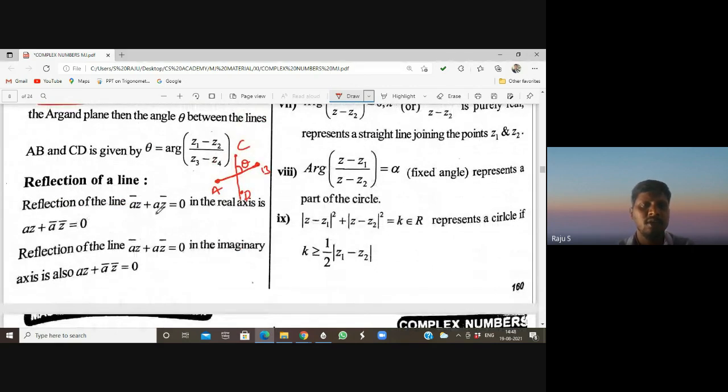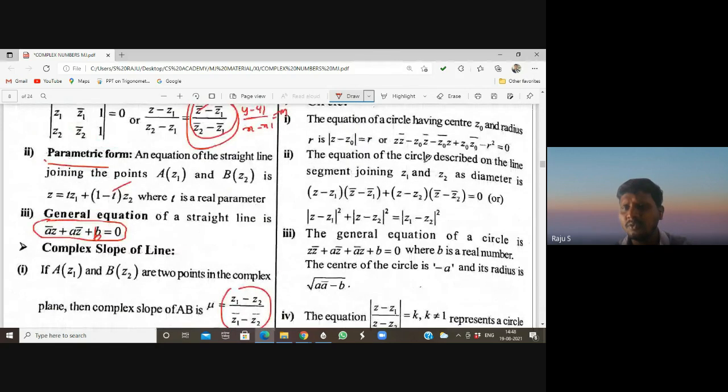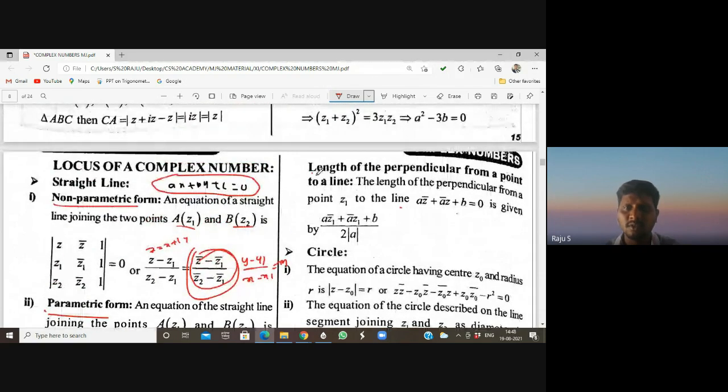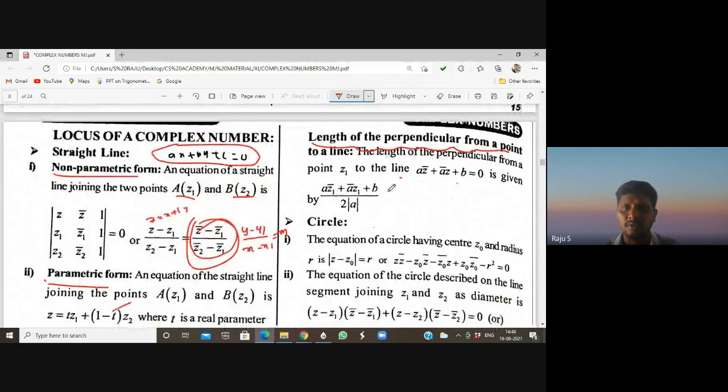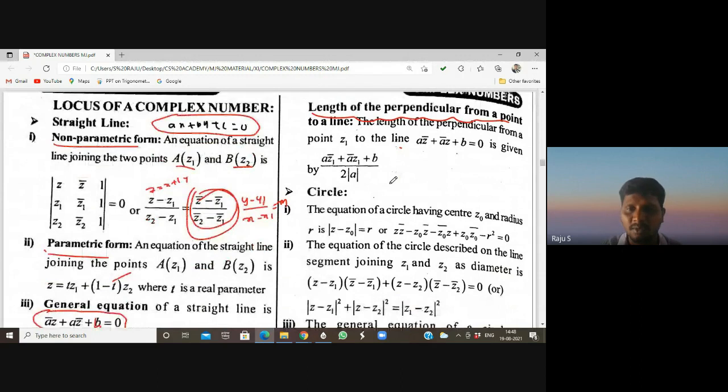Okay, reflection of a line. What do you observe here? With respect to the real axis and with respect to the imaginary axis, two different equations. See students, sometimes it is difficult to remember all the properties, but it is not required to remember all of them, just look at them once. You will be able to understand all the points very easily after we discuss the geometry part.